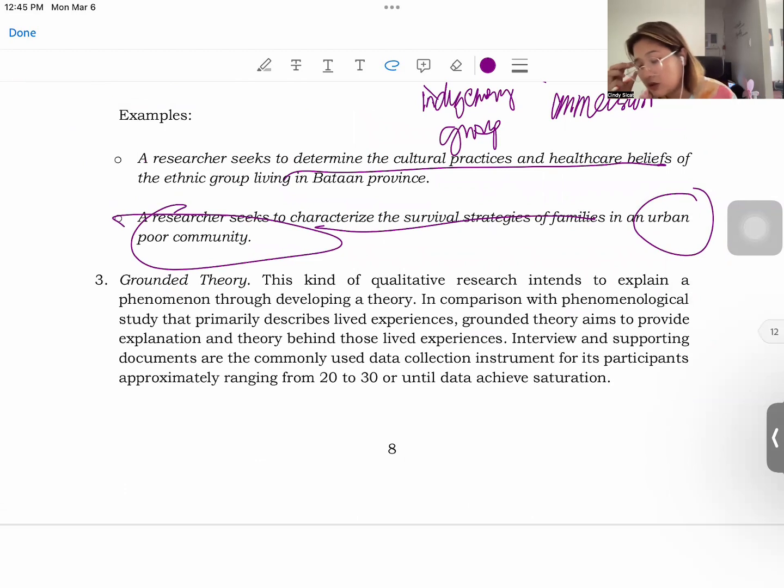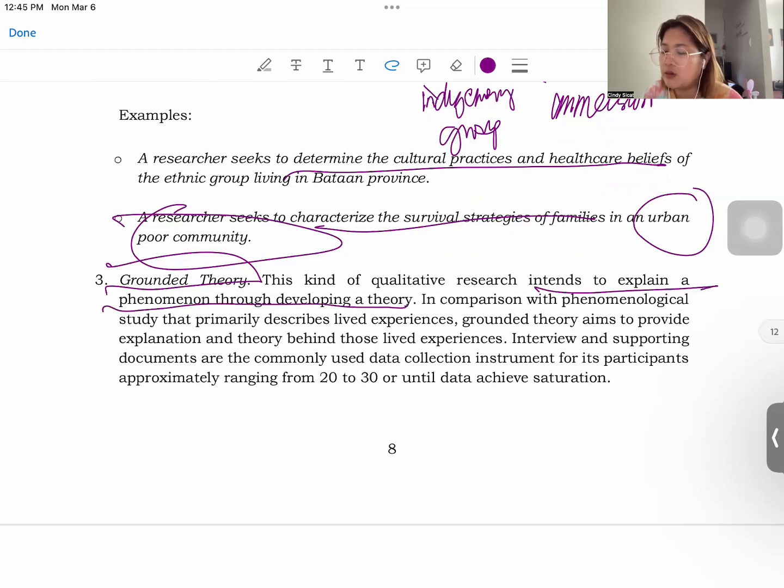So now it's grounded theory. I consider this as the challenging one. I believe hindi ko pa siya tinry gawin kasi nakaka-overwhelm yung idea. So this intends to explain a phenomenon through developing a theory. So you're not just employing a theory, you are developing a theory. So you're not just describing the lived experiences, but you're coming up with a theory, explaining that situation. So grounded theory aims to provide explanations and theory behind those lived experiences.